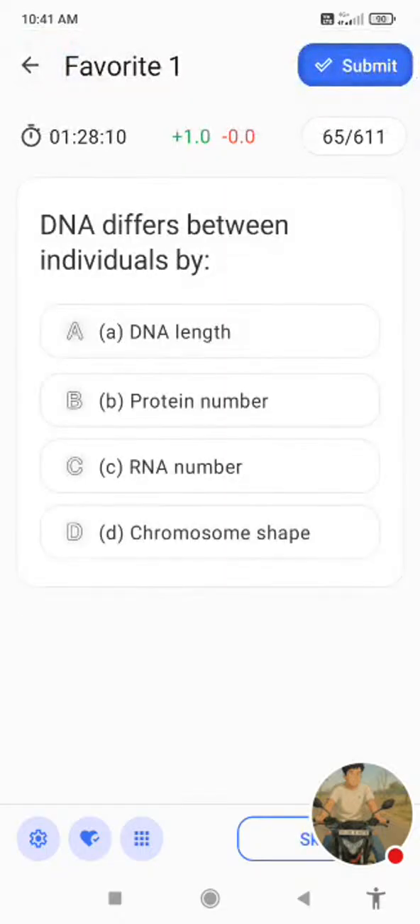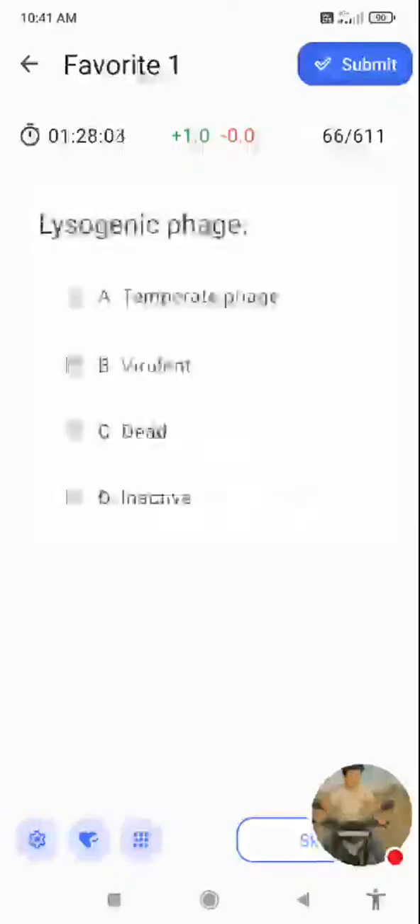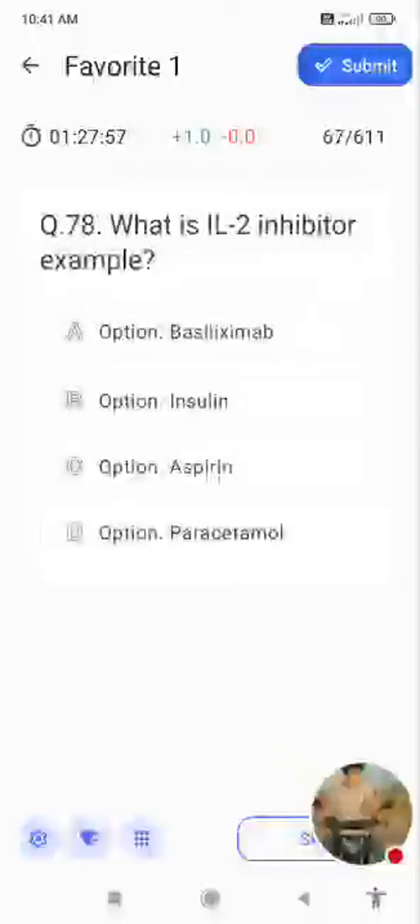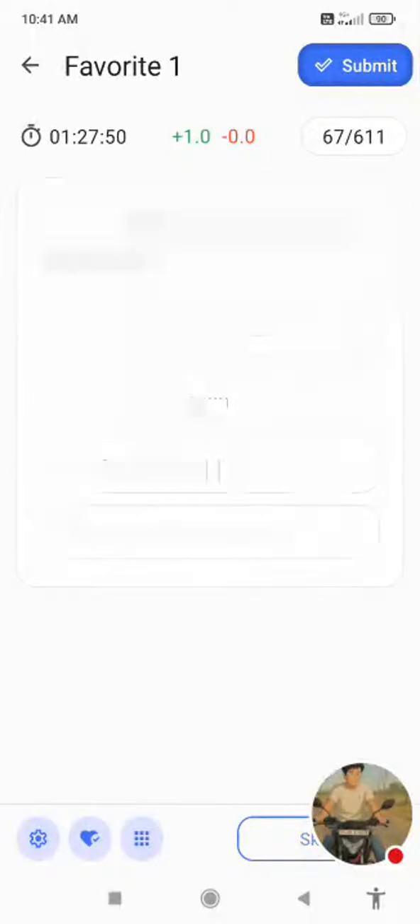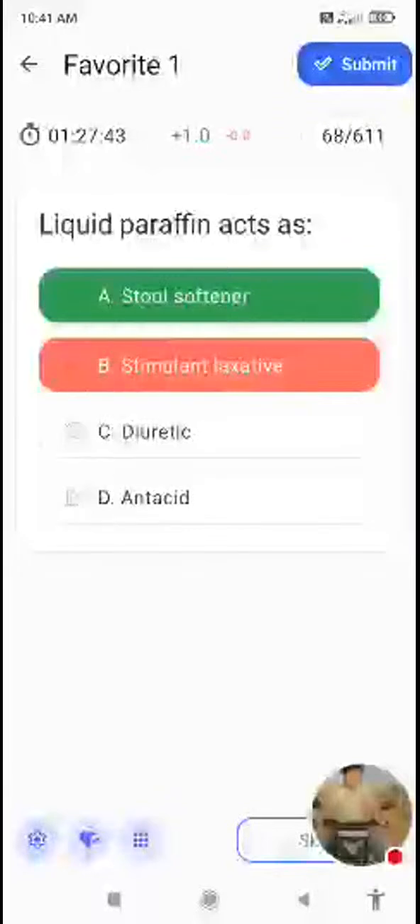DNA differs between individuals by, option B. Option A, phase. Option A, temperature. What is an IL-2 inhibitor example? Option A, basiliximab. Liquid paraffin acts as a stool softener.